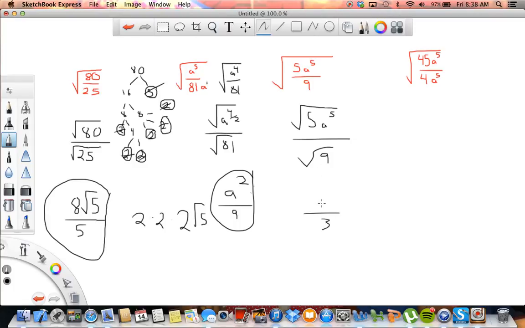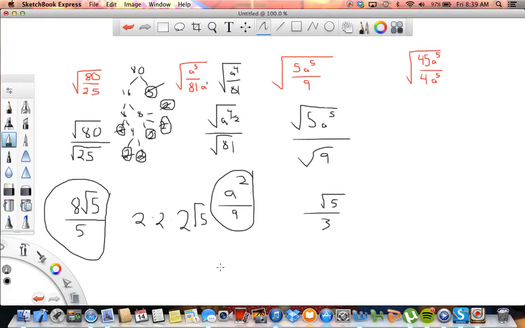But what we need to do now is simplify this numerator as much as we can. We know the square root of 5 won't simplify any farther, so I'm going to leave that as the square root of 5. But this a to the 5th, we've got to take the square root of that. And remember, if you have an exponent, what you've got to do is divide it by 2.